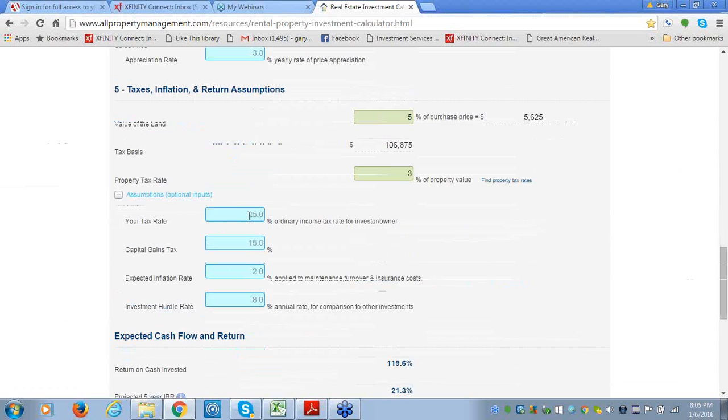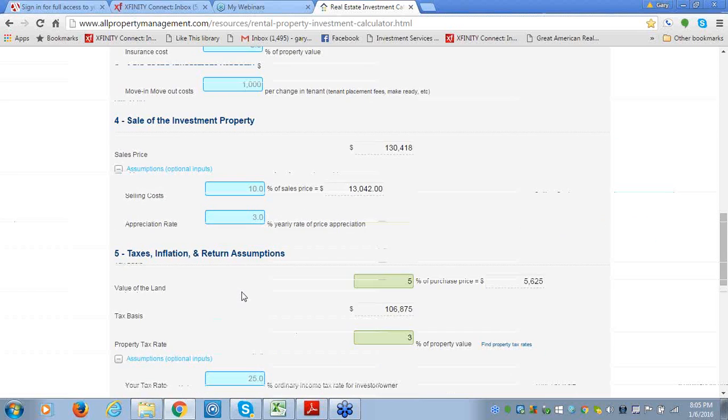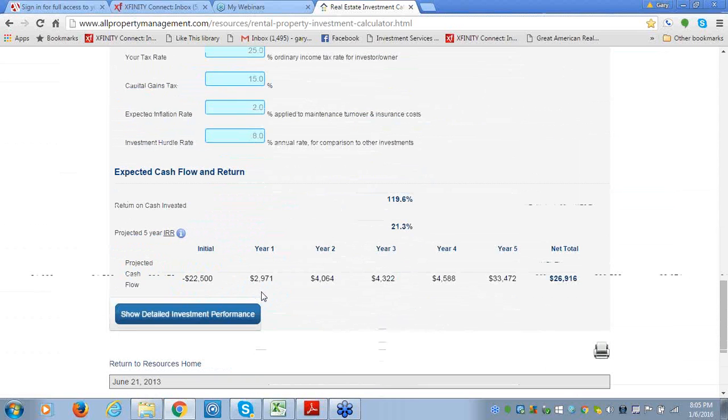Okay, let's look at some other assumptions here. Your tax rate, let's leave it 25%. Annual capital gains 15%. Inflation, let's leave it 2. Investment hurdle rate, and what this is compared to other investments like stocks, bonds, mutual funds, what have you. What's the hurdle you have to get over to make this a decent investment? We're going to assume you can make 8% elsewhere. All right. So let's look at some of the results here. You guys with me so far?